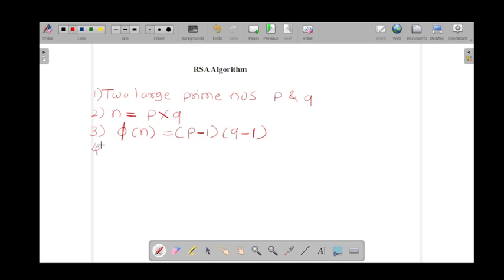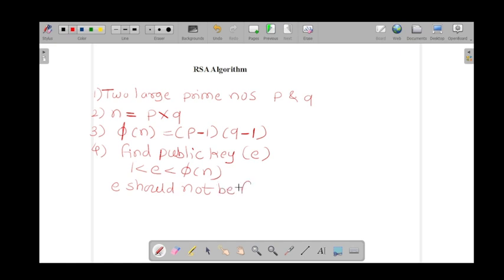In the fourth step, we are finding the value of our public key, that is nothing but the value of E. Whenever we are finding the value of E, we use the condition 1 less than E less than phi of n. And our value of E should not be a factor of phi of n that we identified in step number 3. So our E should not be a factor of phi of n.